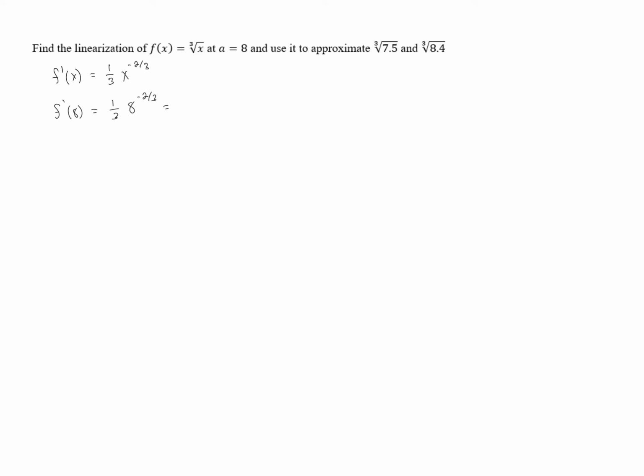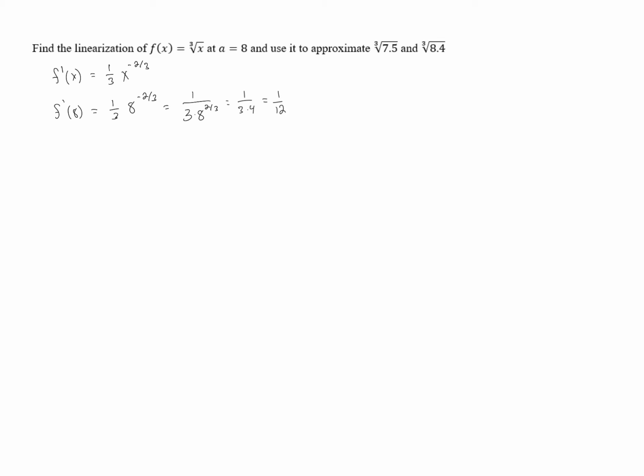Now we know that a negative exponent brings something to the denominator. So that's going to be 1/3 times 8 to the 2/3. And to evaluate 8 to the 2/3, we need to take the cube root of 8, which is 2, and then square that, which is 4. And so that ends up being 1/3 times 4, which is the same as 1/12.